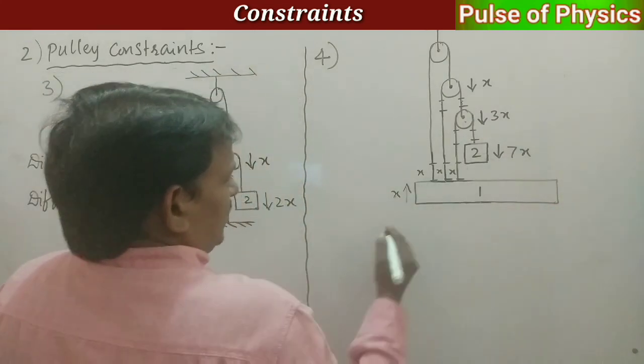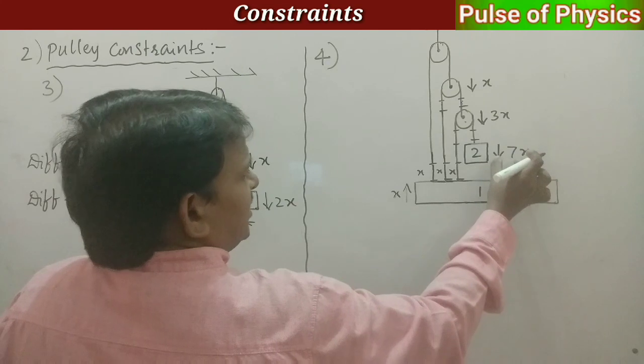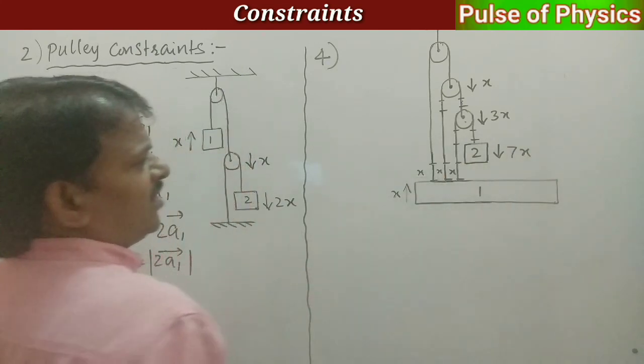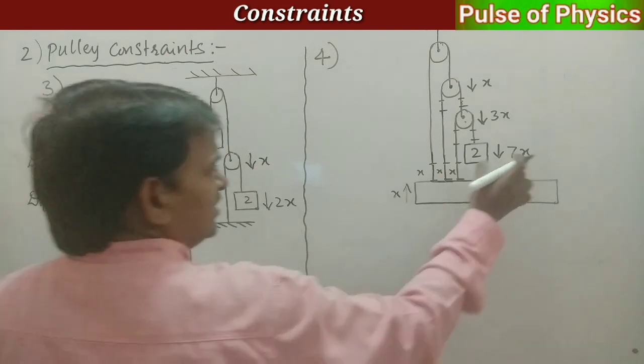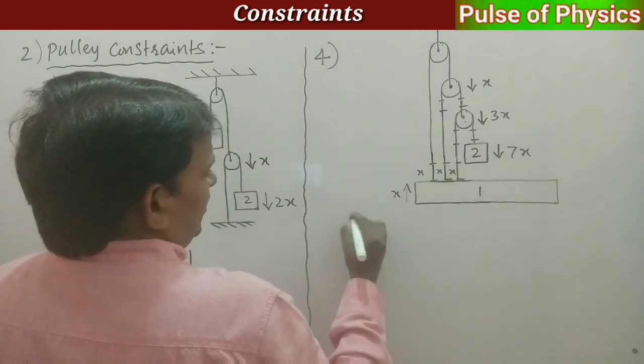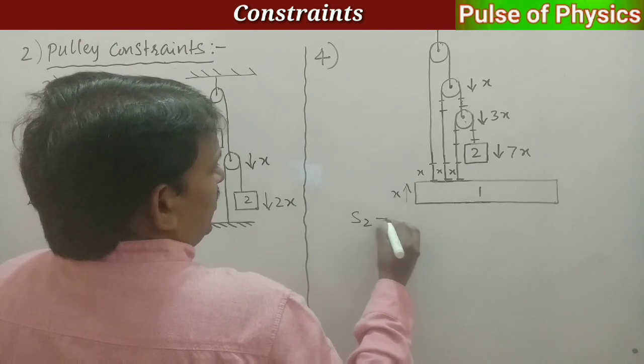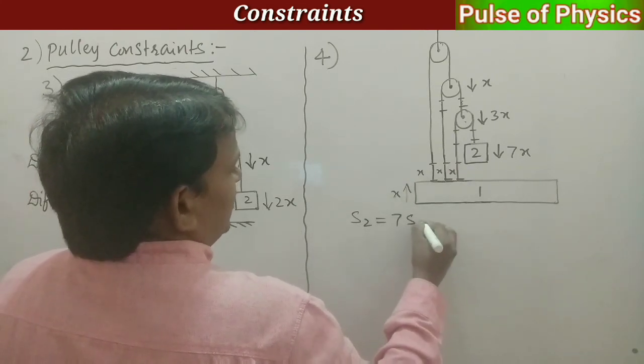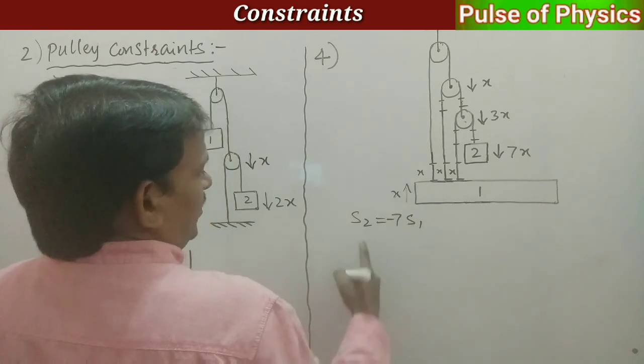Here, acceleration of the second block is 7 times the acceleration of the first block. That is the constraint equation. See the procedure. Here, S2 is equal to 7 times, no? 7 times the S1, but it is moving up, right?